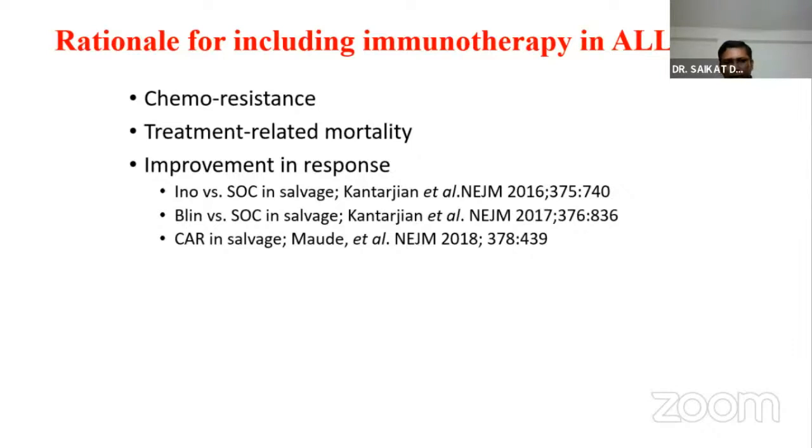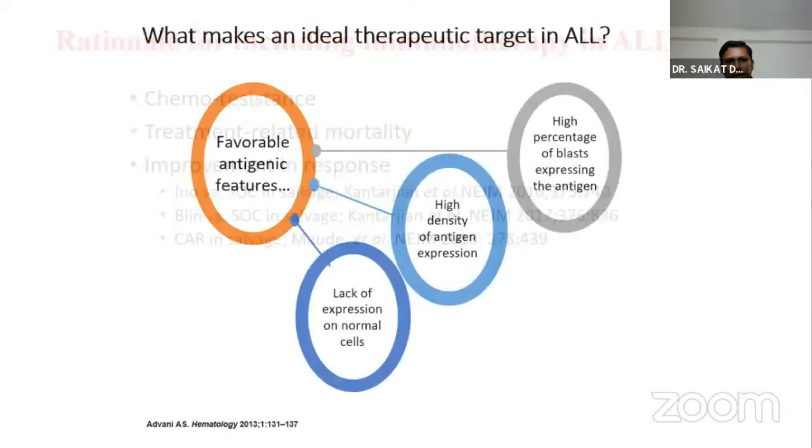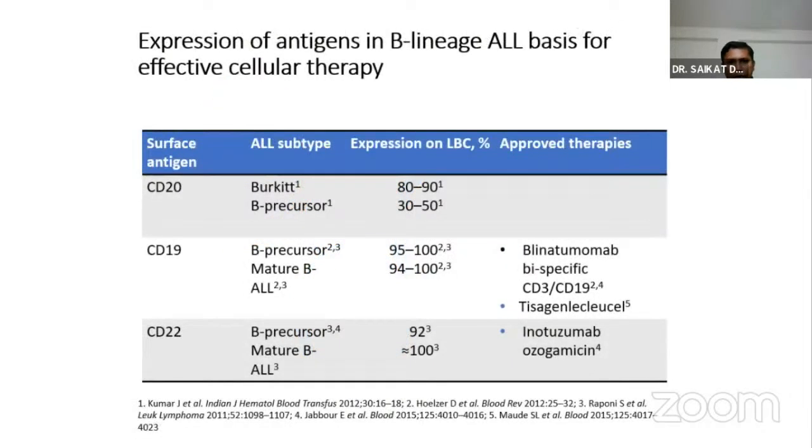This high-dose chemotherapy, which we use in salvage therapy, is very toxic. There is much treatment-related mortality. Now, ALL has a very unique feature: the blast cells have a very high density of antigen, and these blasts have antigens which are not shared by the normal cell population of our body. So ALL becomes a very good target for immunotherapy.